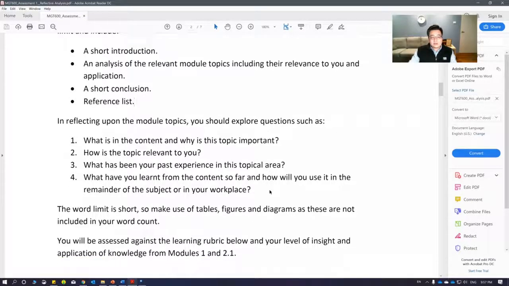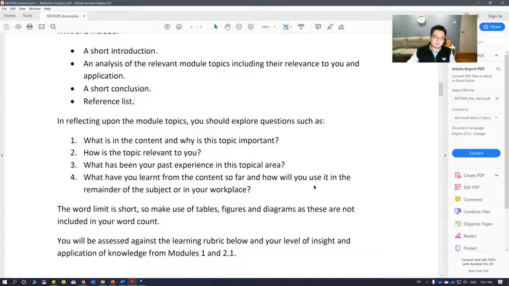In your reflective summary, you might answer the questions listed here, like what is the content and why is the topic important? How is the topic relevant to you? What has been your past experience in the topical area? And what have you learned from the content so far? It's more like a self-reflective journal. You are writing about your own feelings, your own perceptions towards this course. So it's not really academic.